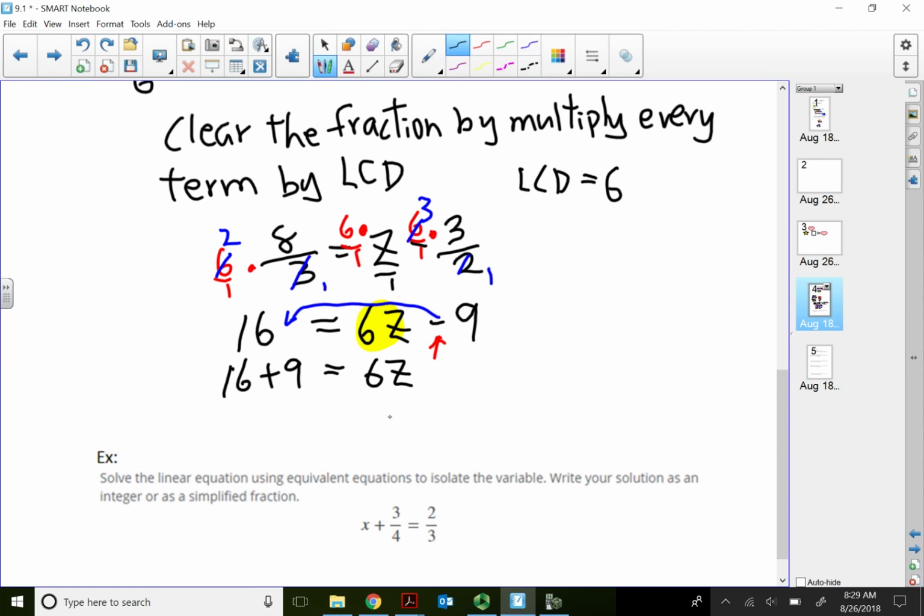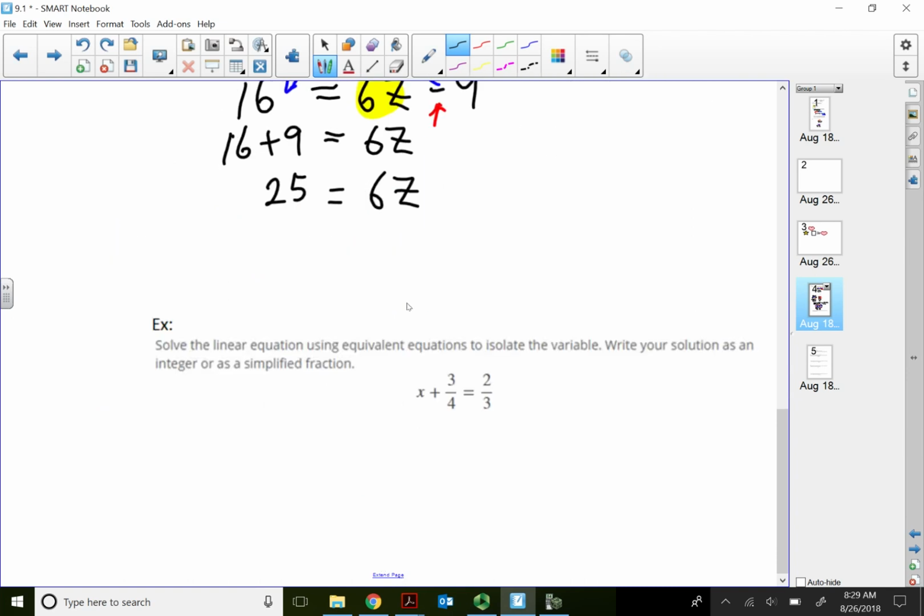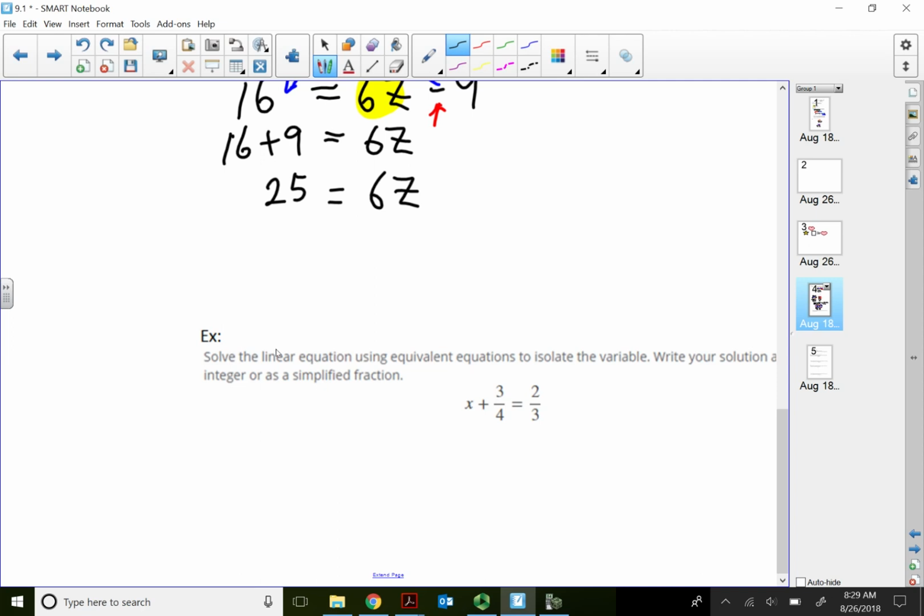So now I have 6z is equal to 16 plus 9, which is 25. So last step, when we're solving an equation, remember, it's always divide both sides by the coefficient. And where is the coefficient? Inside the variable term, other than the variable. So my coefficient here is 6, so I will divide both sides by 6. So my answer: z equals 25 over 6.